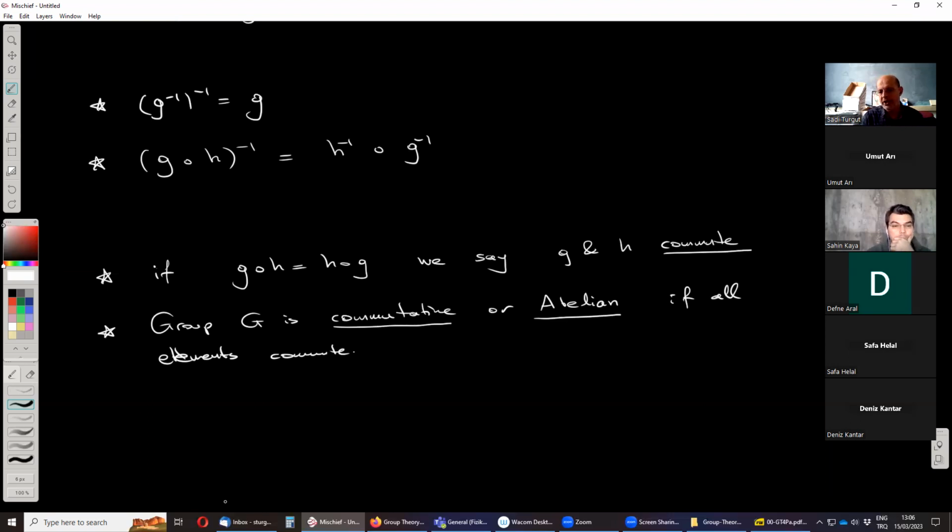When we talk about the rotation groups, we are going to stress on this. And some properties of angular momentum, for example, come from the fact that that group is not abelian.